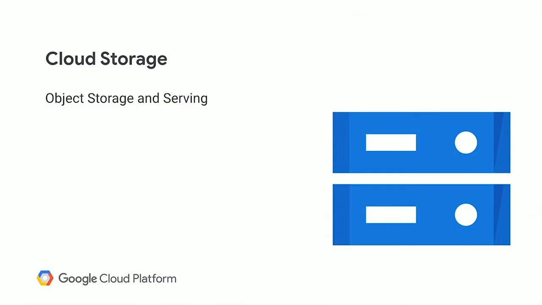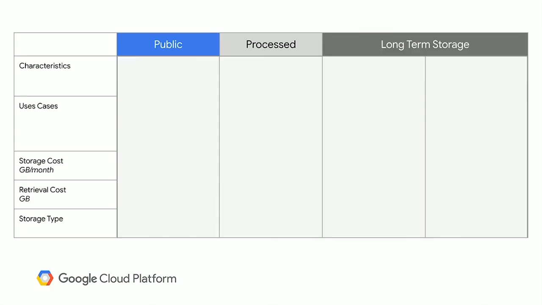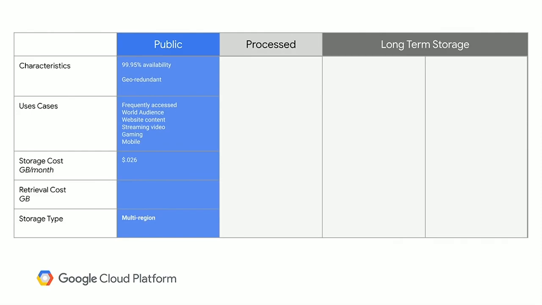And we'll start with Cloud Storage. Cloud Storage is object storing and serving. If you want to have a giant bucket where you put all your files and serve them up to the world, this is the way you would do it. We divide this into three areas: public content, processed data, and long-term storage. So we look at the chart. Public data, we have at the bottom there, multi-regional storage.